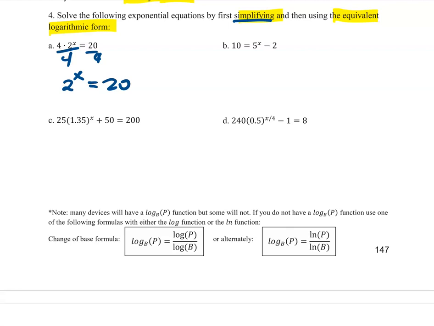And now we can rewrite this into the equivalent log form. Remember, the base is 2, so the base of your log is also 2. Log base 2 of 5 is equal to x. Using decimals, x is going to be equal to 2.3219.